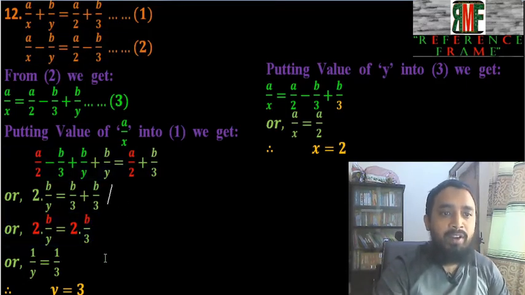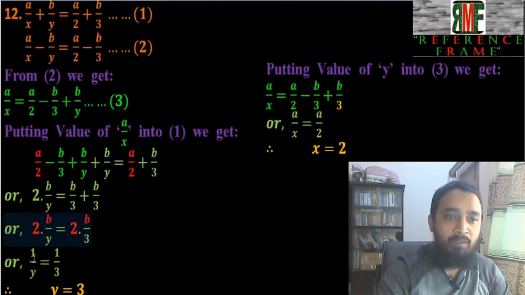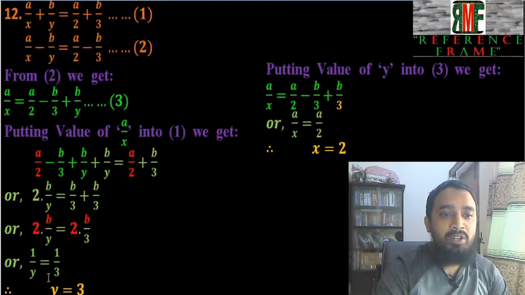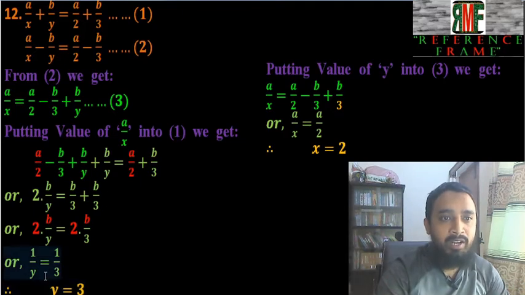So what are you going to have by cancelling? By cancelling, you're going to have 1 by y equals 1 by 3, as you can see. So all you need to do, therefore, look, by cross multiplication, we're going to have y equals 3. By cross multiplication, we get the value of y, which is 3. You can see on the screen.